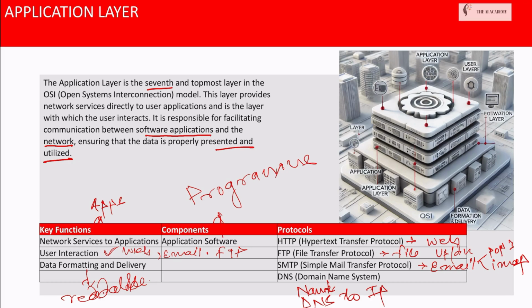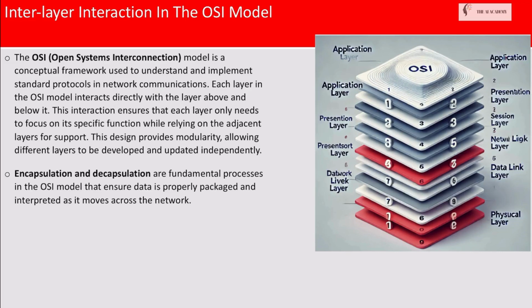For example, web browsers are applications like Google Chrome, Mozilla Firefox, and Microsoft Edge that use HTTP to access and display web pages. Email clients are programs like Microsoft Outlook, Gmail, and Apple Mail that use SMTP to send emails and IMAP/POP3 to receive emails. File transfer programs are software like FileZilla and WinSCP that use FTP to transfer files between local and remote computers. Let us now look into the interlayer interaction in the OSI model.